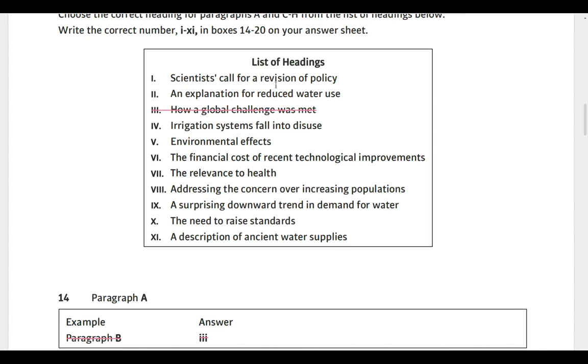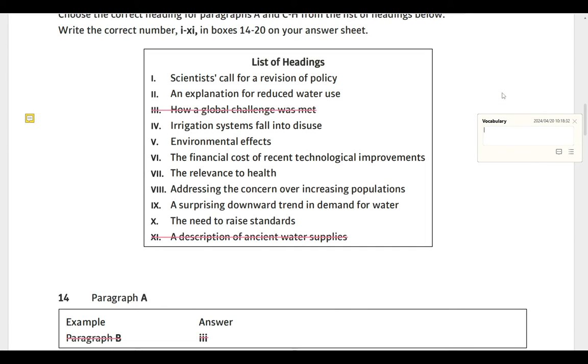Scientists called for revision of policy. There was nothing about scientists. That's number one. An explanation for reduced water use, but there is nothing about that information as well. However, the actual information could be a description of ancient water supplies. Okay, the description of ancient water supplies. In our context, obviously, a description. Let me just put a note here.